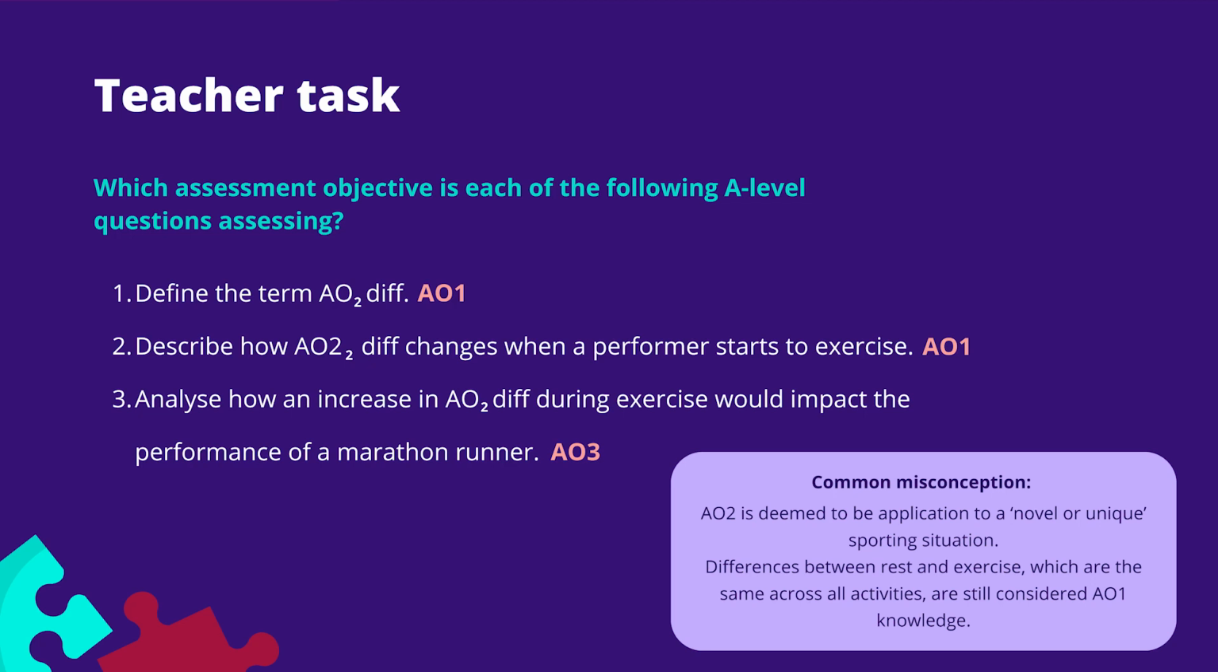Question 2 is also assessing AO1. It is a common misconception that questions focusing on the changes which occur during exercise are AO2. This is not the case, as these changes are consistent across all forms of exercise or activity. For a question to be deemed AO2, knowledge and understanding must be applied to a novel or unique sporting situation. Finally, question 3 would be assessing the candidate's ability to analyse and is therefore AO3.